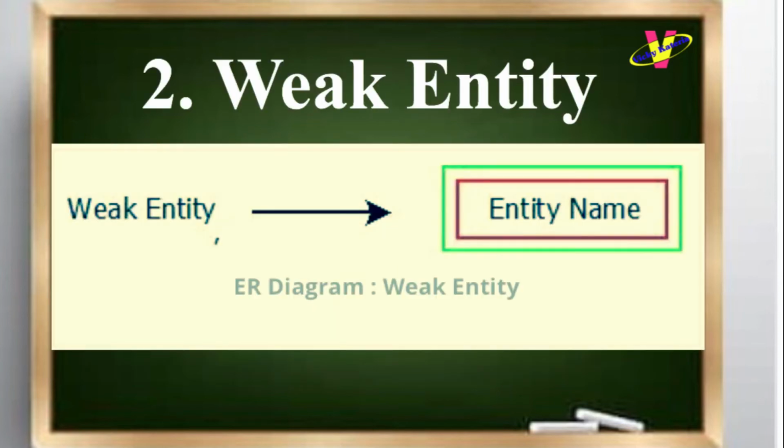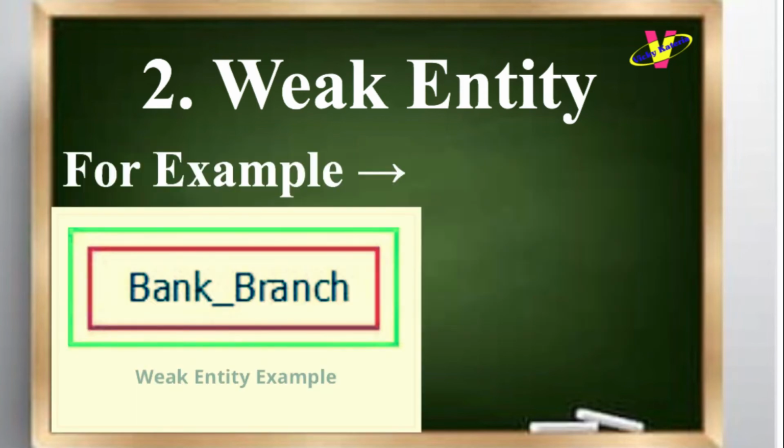Weak entity. When attributes of an entity are not capable of determining the entity uniquely, it is called a weak entity. Weak entity is denoted through a double rectangle. For example, in a bank, branch can be deduced as a weak entity as its attributes are not enough to determine it uniquely.